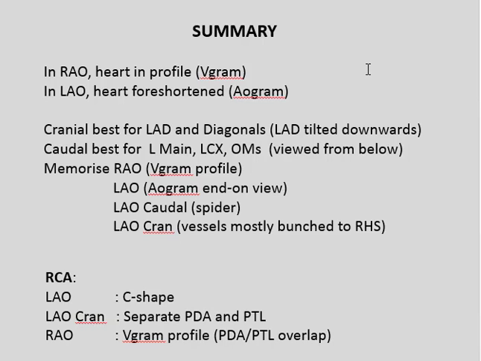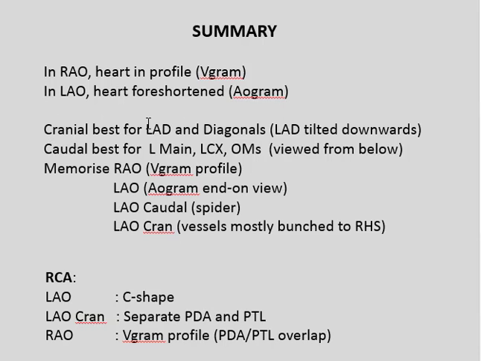Summary. We're nearing the end here now, so our summary slide is: remember, in the RAO, the patient's right, the heart is in profile. That's your ventriculogram view. That should be ingrained to you by now. In the LAO, the patient's left, the straight left, the heart is foreshortened, and you see that aortogram end to end.